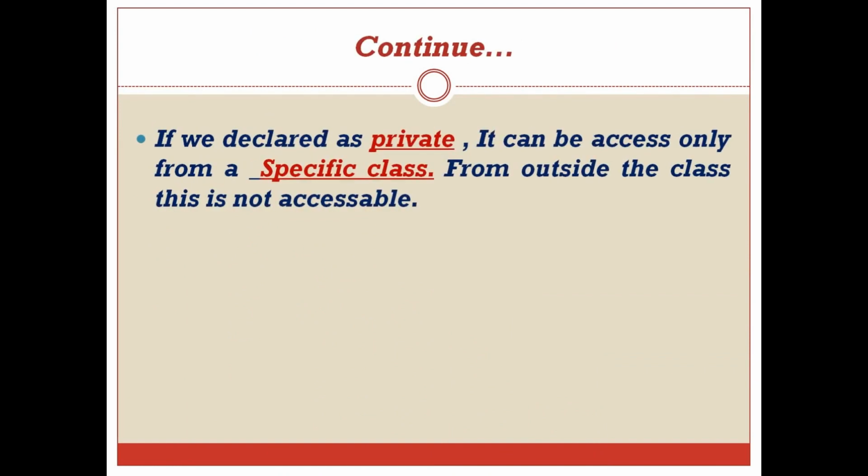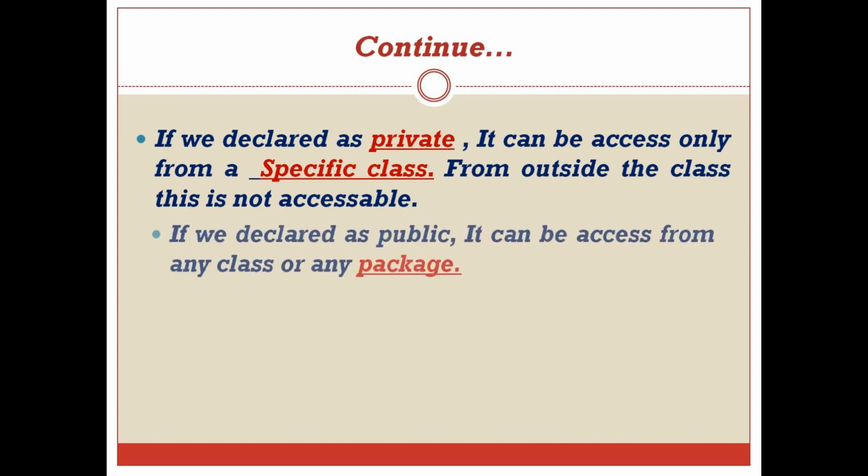And if we declare as private, so if a variable or method is declared as private, it can be accessed only from a specific class. From outside the class this is not accessible. Okay. So private variables and private members are accessed only within the specific class. From outside the class these private methods or variables are not accessible.